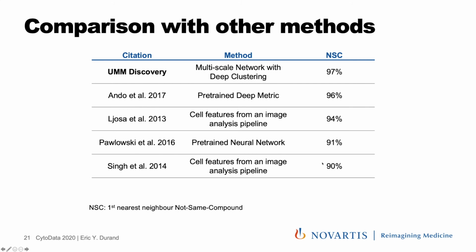If we compare ourselves to other methods using the nearest neighbor classification approach, we notice that we do slightly better, and most importantly, we do slightly better in a completely unsupervised framework, and also using a neural network that is specialized for high content images.